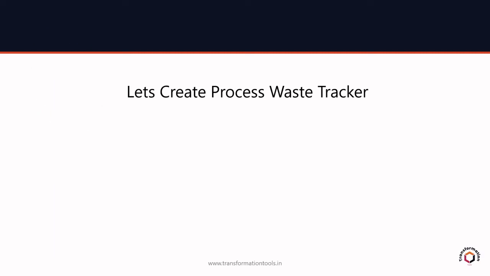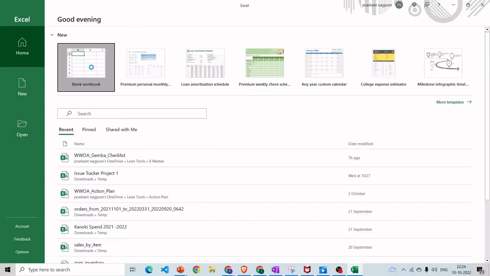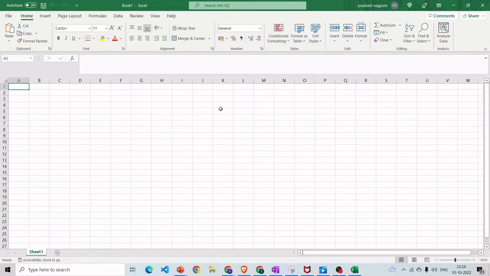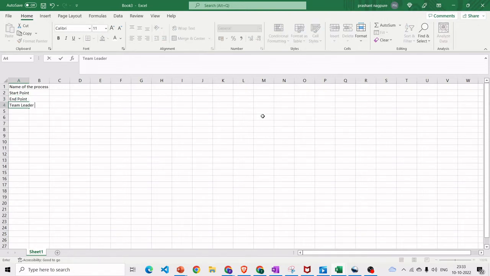So let's create a process waste tracker, which is the intent of the transformation tools series. Let's open a blank spreadsheet and let's start entering some basic information such as name of the process, start point, end point, team leader, team members.